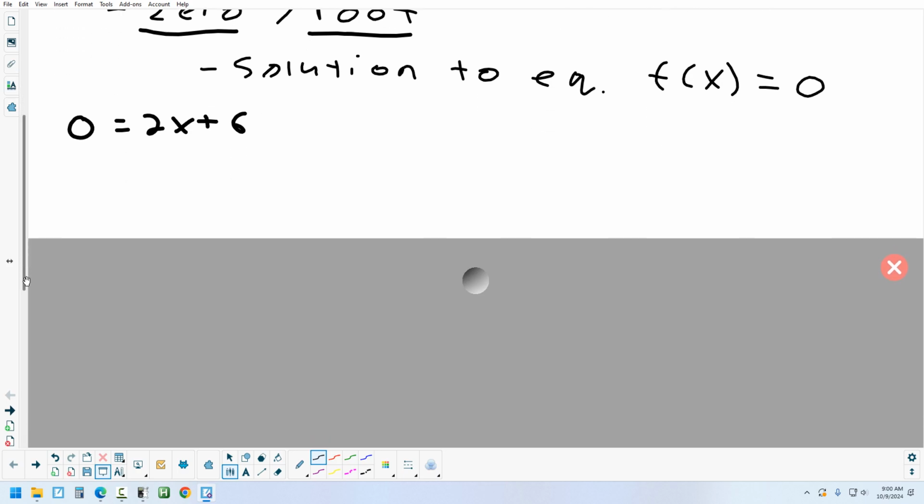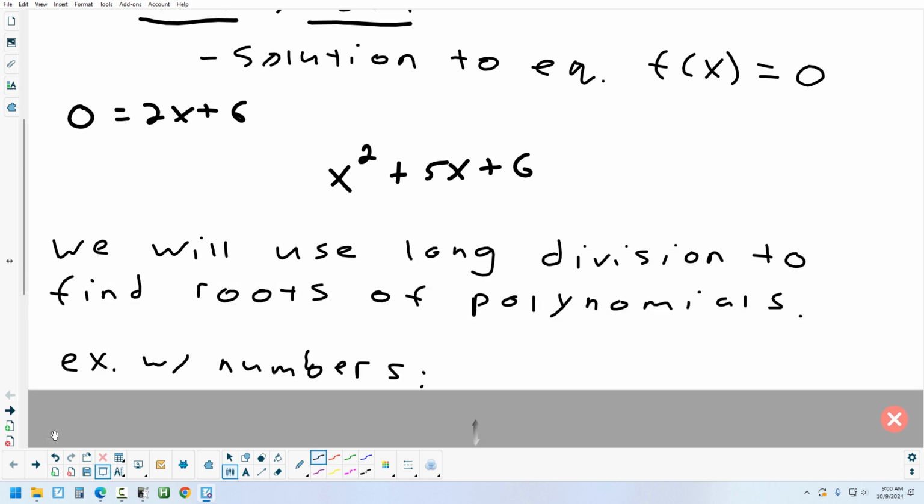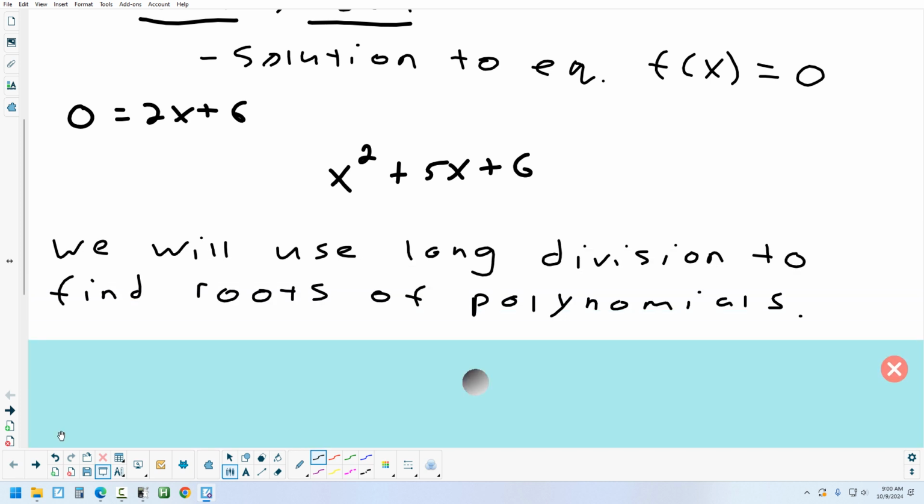But what if we had something like this, like x squared plus 5x plus 6? You might not be able to look at that quickly and figure out the 2 numbers you can plug in to get 0, because it's a little more complicated. It's a quadratic. So we're going to look at how we can take that and make it simpler so we can figure out the numbers you can plug in and get 0. And one of the approaches we're going to use is going to combine long division and factoring.